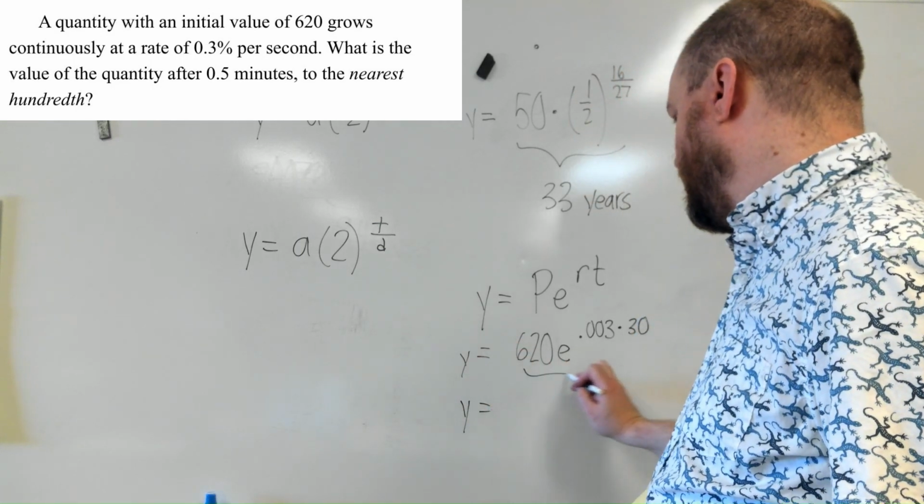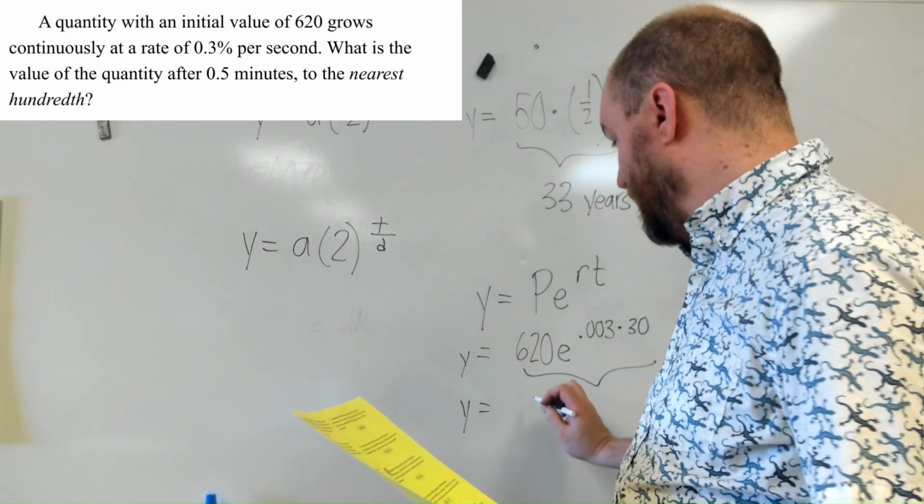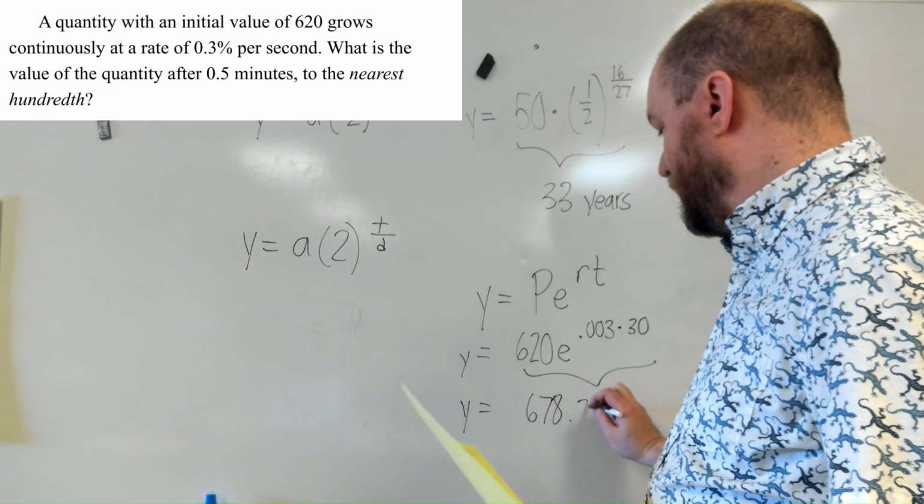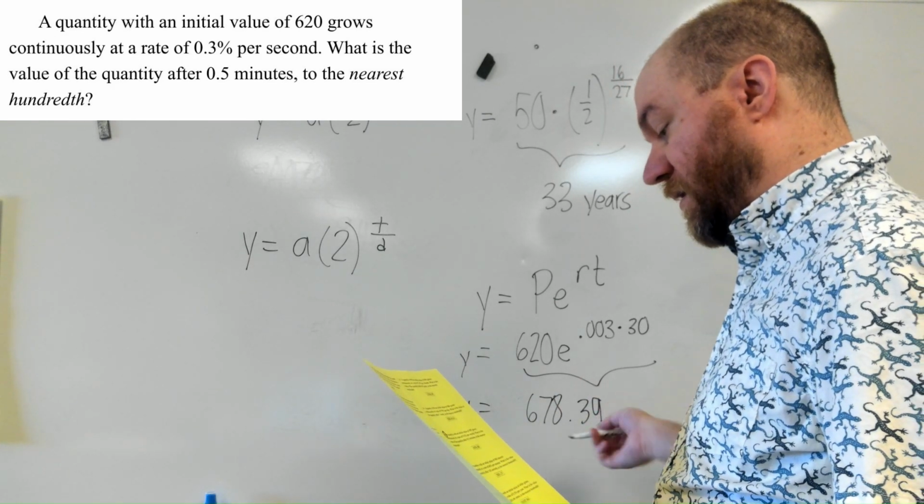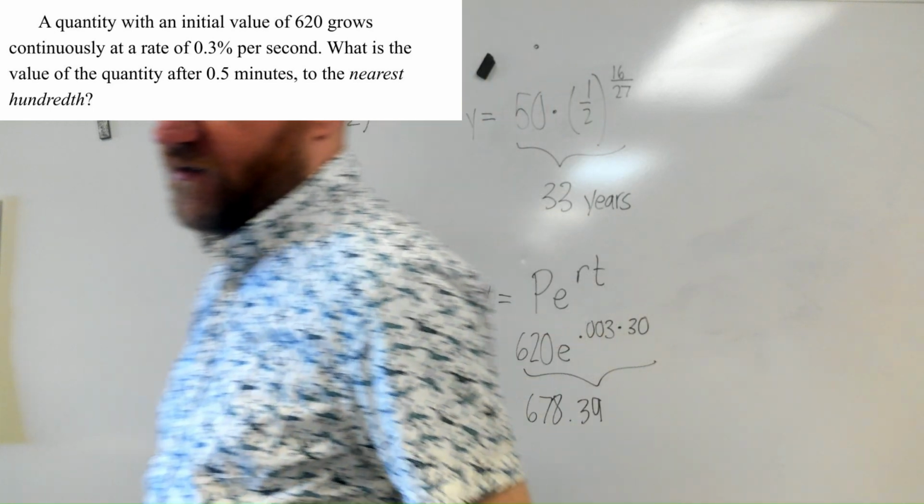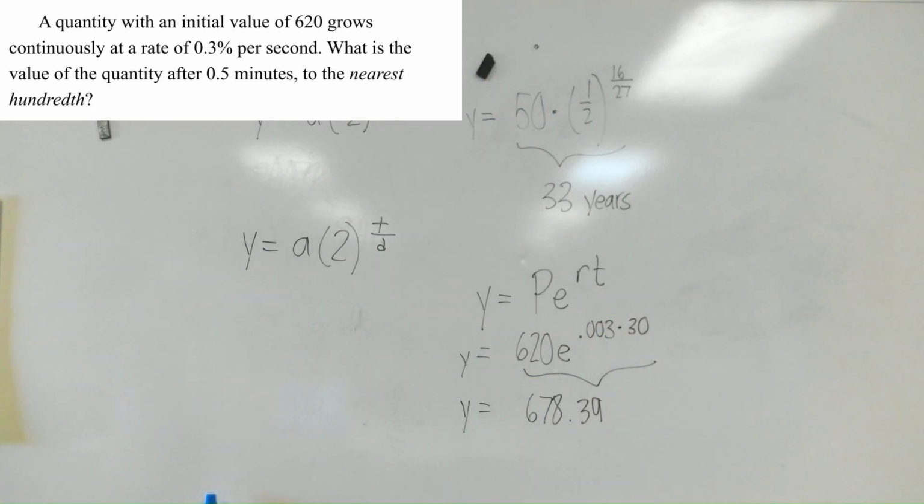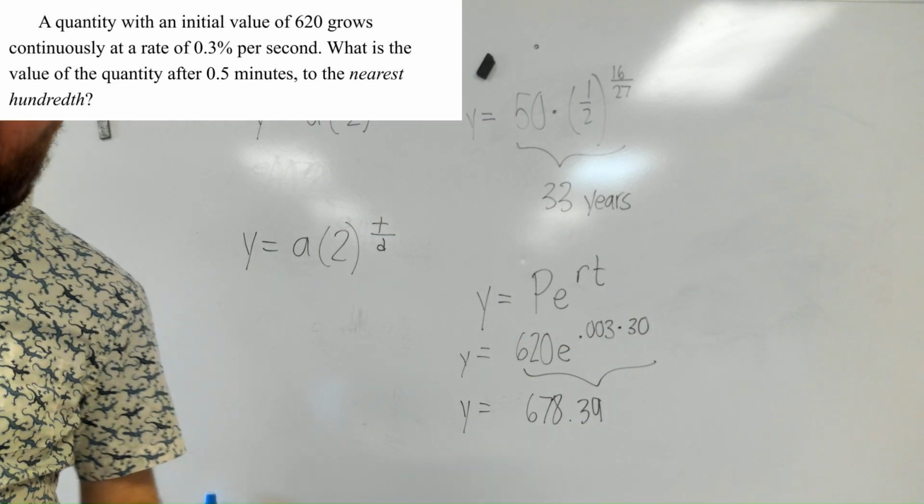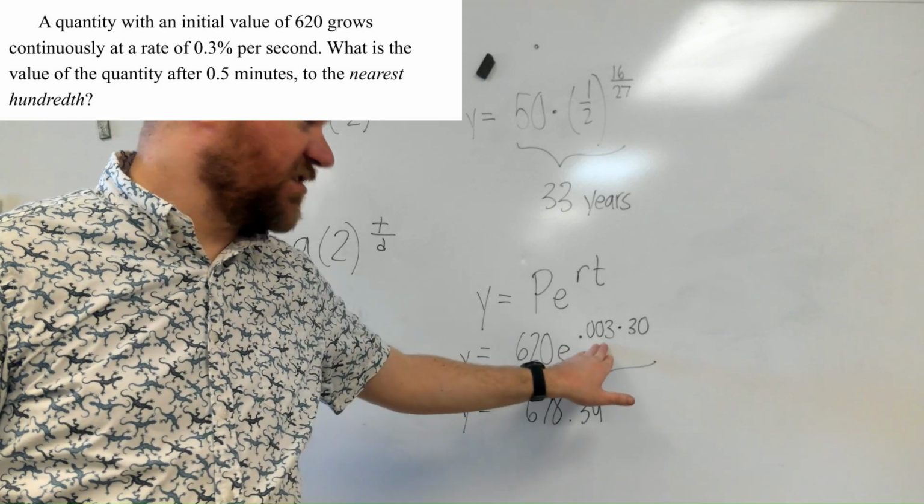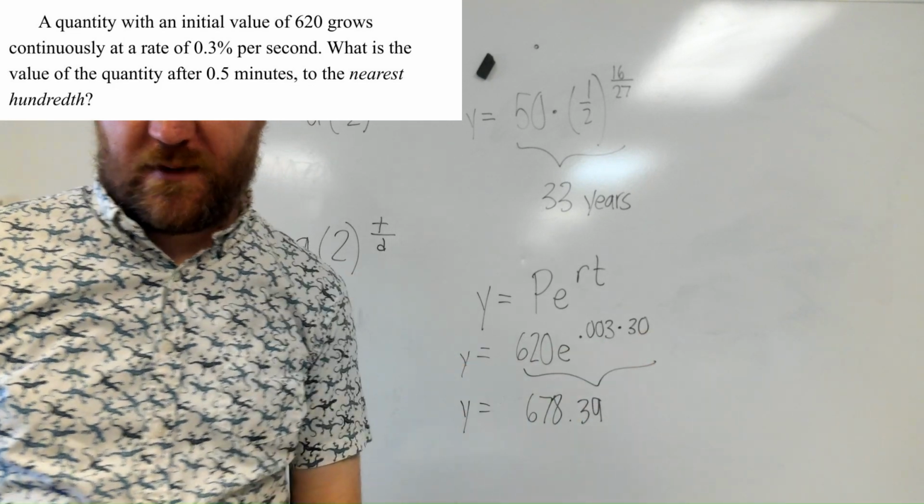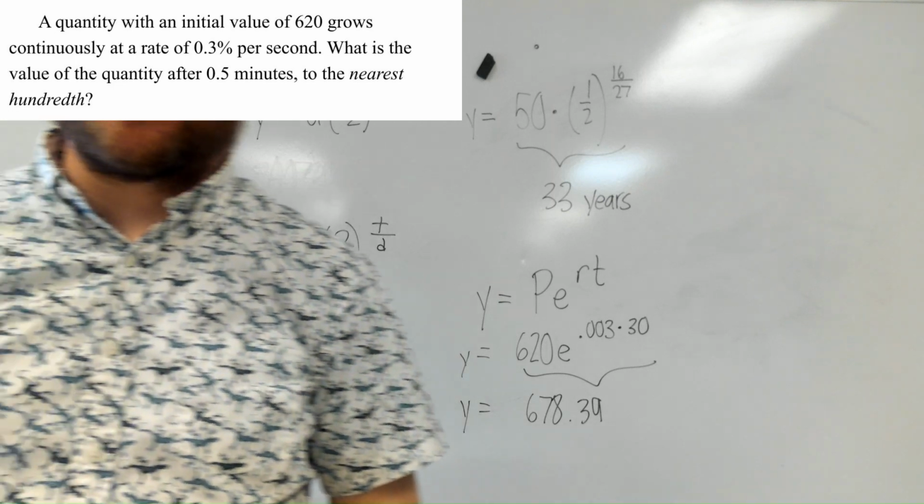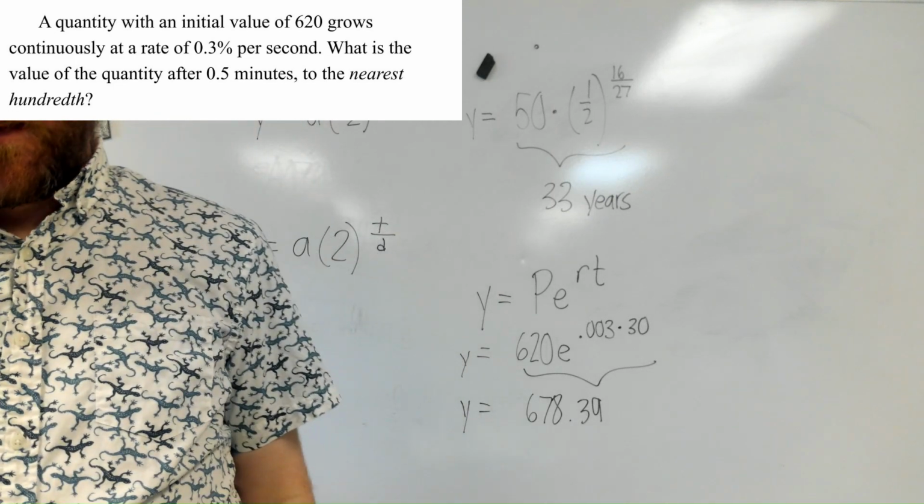So now we just type all that on our calculator, and we get 678.39. And it didn't have any units here, so we'll just leave it with no units. So that question was trying to trick you by mixing your units. If the percent is measured in seconds, then we have to make sure that how long we wait for is also measured in seconds. So that's all for today.